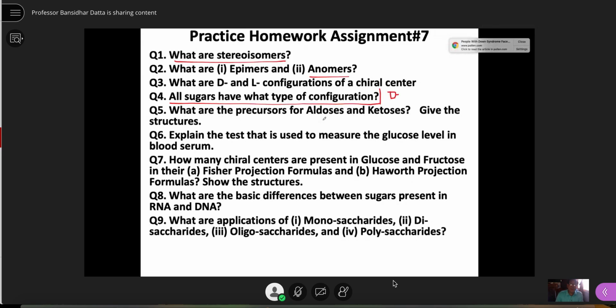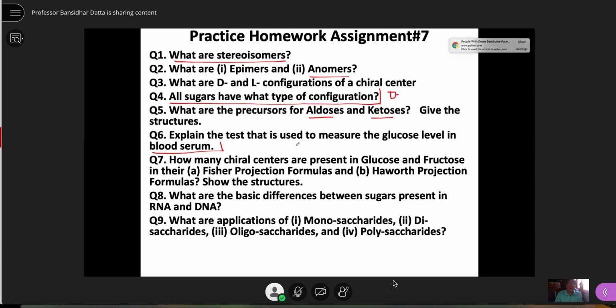What are the precursors of aldoses and ketoses? You already know. Glyceraldehyde is the aldose, and dihydroxyacetone is the ketose. Give the structures and you already have it. Explain the test that is used to measure the glucose level in the blood. Sit down. I'm not going to say it again because I just said it a few minutes ago.